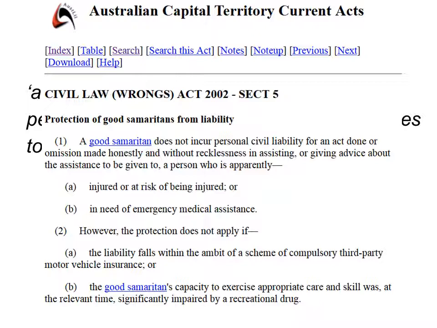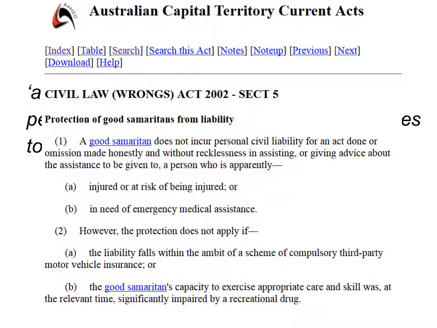A Good Samaritan will not incur personal liability for an act done or an omission made honestly and without recklessness if they assist or give advice to a person who is or who appears to be injured or at risk of being injured or in need of emergency medical assistance, unless it's already covered by third-party motor vehicle insurance, or if the Good Samaritan was significantly impaired by a recreational drug. So be very careful with the words, but that's the way it's worded.